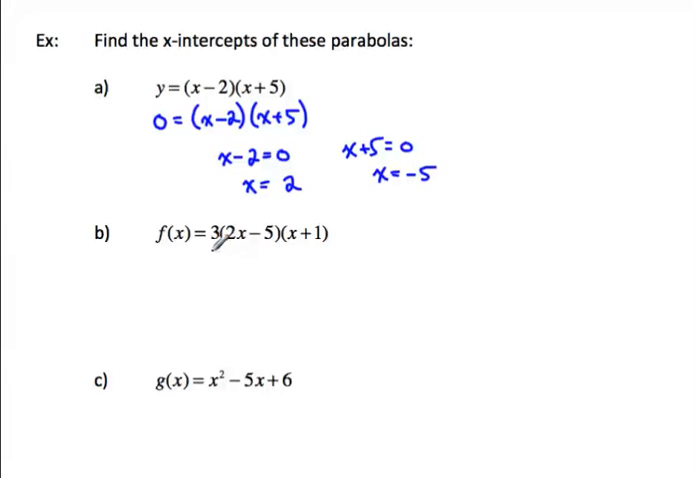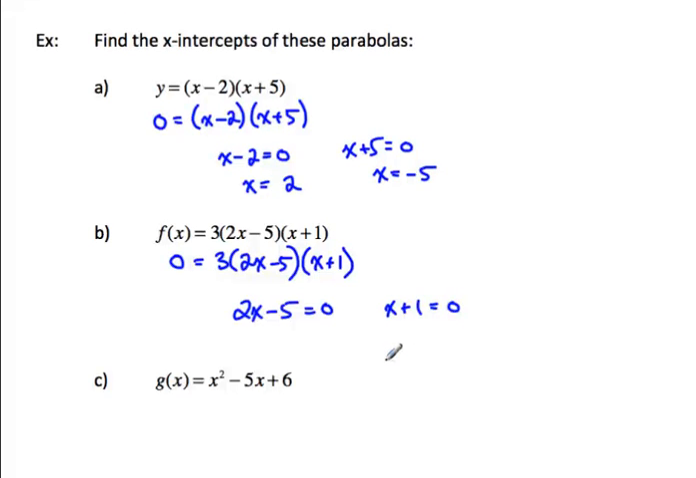In this case, we get f of x is equal to 3 times 2x minus 5 times x plus 1. Remember, f of x is the same as y, so we set that equal to 0. Now, the 3 can't ever be equal to 0, so we can ignore that, but 2x minus 5 can be, so we set 2x minus 5 equal to 0, and x plus 1 can be, depending on what x is, so we set that equal to 0 as well.